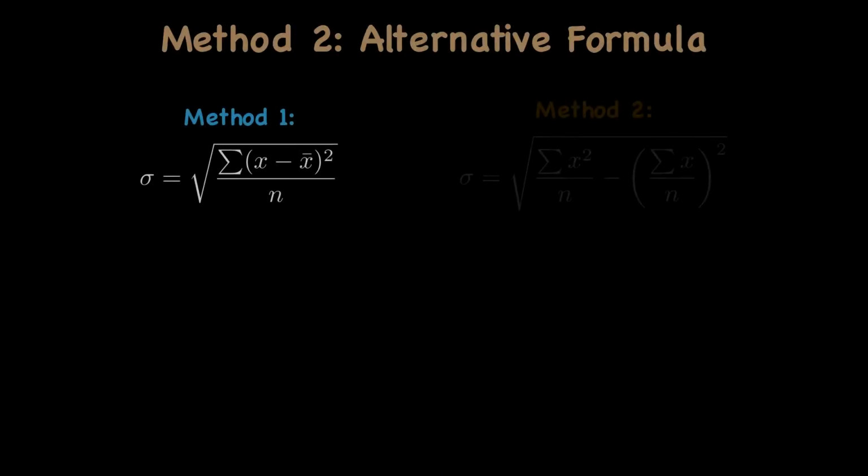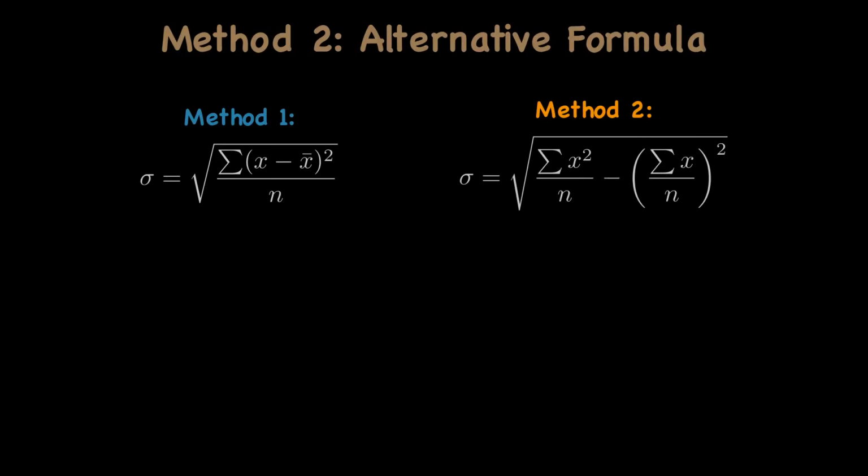Now let's learn method 2, the alternative formula. Sigma equals the square root of the sum of x squared over n minus the mean squared. In words, the square root of the mean of squares minus the square of the mean. This formula is provided on your exam formula page. Method 2 is often quicker for calculation.